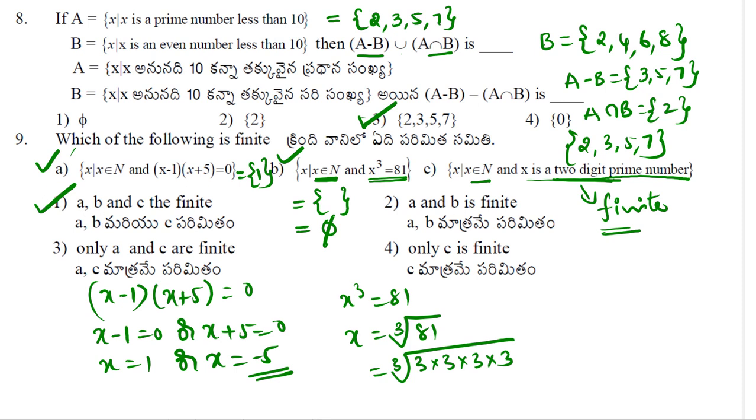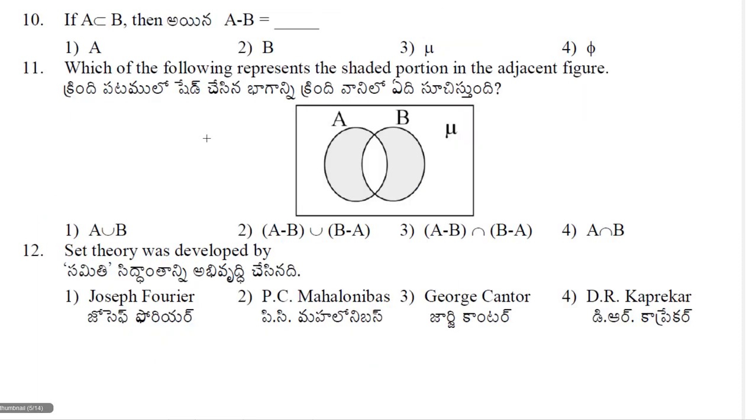Let's go to the next, 10th problem. If A is a subset of B, then A minus B equals. To find out the answer for this one, let me take one example for A and B such that A is a subset of B. Set A means suppose the people of Andhra Pradesh. Set B means the people of Bharat. Bharat means India. Now clearly we know that A is a subset of B.